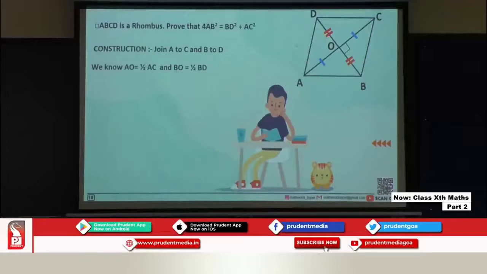In the same way, I can write that OB is half of the entire stretch of BD. Next, look at this triangle AOB, where angle O is 90 degrees. I'll use the Pythagoras theorem, which we studied in the previous section. AB square, which is the hypotenuse, exactly opposite the 90 degree angle, is equal to AO square plus BO square.